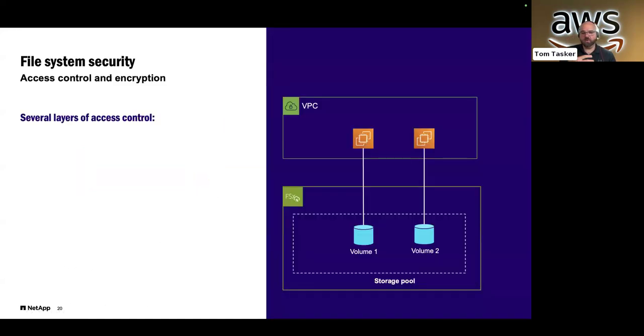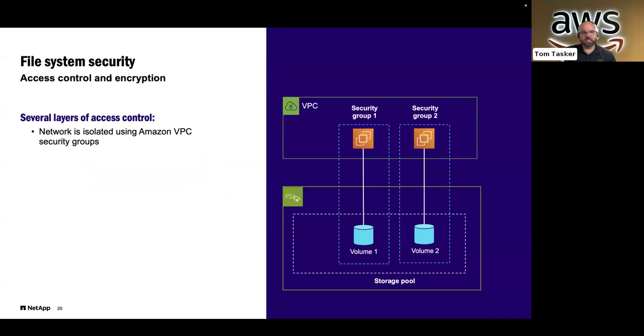What you can see here is a couple of compute instances accessing a couple of volumes, and we can isolate, like I said right at the start, if you can cast your mind back all that way, down to the IP address. So if we just want a one-to-one mapping of a compute instance accessing the file system, we absolutely can. And we can segregate those off with security groups.